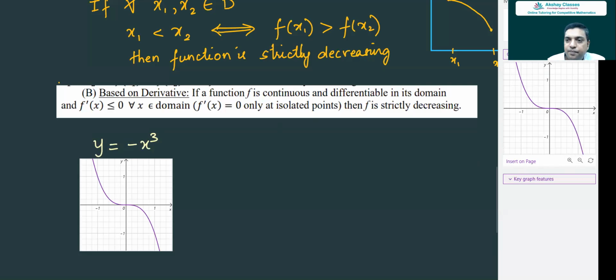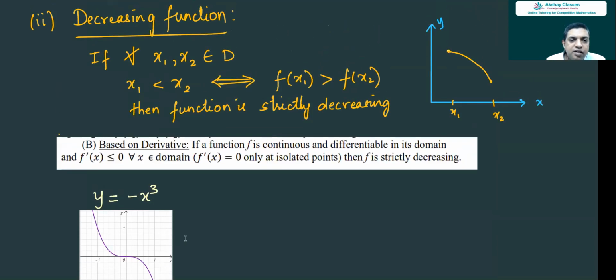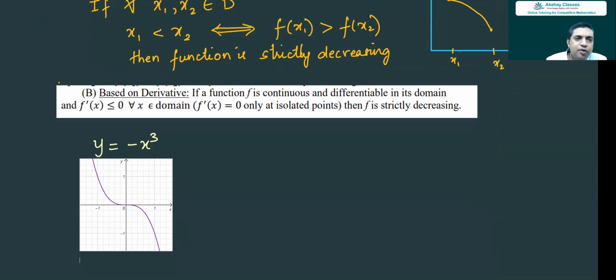So this is the graph. So there's a strictly decreasing function. At any given point, you see the tangent will have a negative inclination throughout. At only one point, at x equal to 0, the derivative will be 0. But at all other points, the tangents will have negative slope. So the function is decreasing. That means when we are moving from left to right across the x-axis, the value of the function is decreasing.